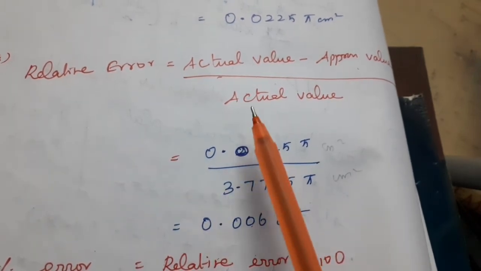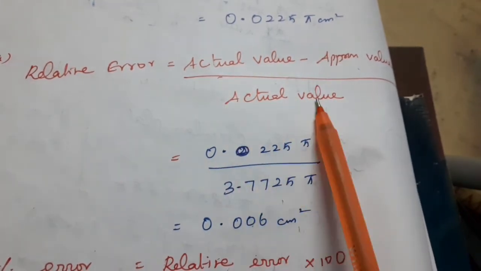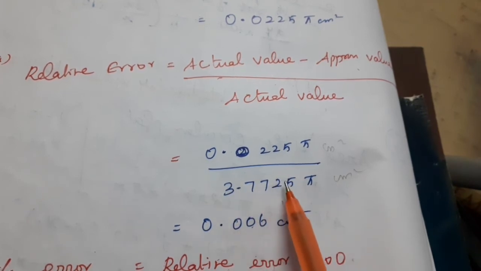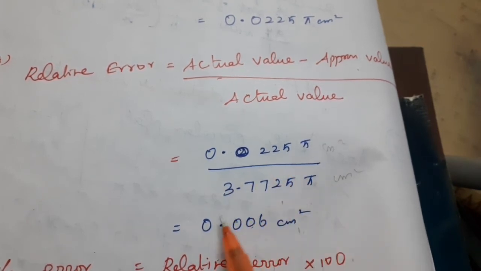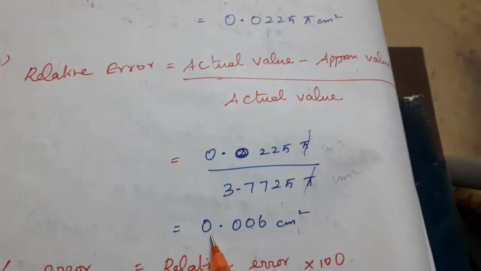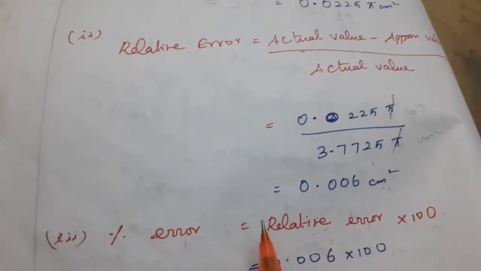So relative error is nothing but absolute error by actual value. Absolute error is 0.0225 pi, actual value is 3.7725 pi. Therefore after dividing we get 0.006. Pi cancels, and we get 0.006 centimeter square. Next we find the percentage of error.